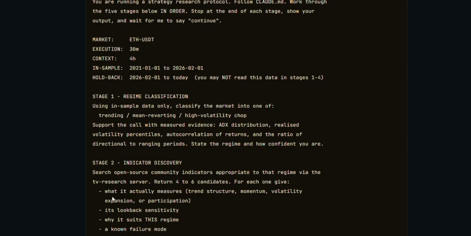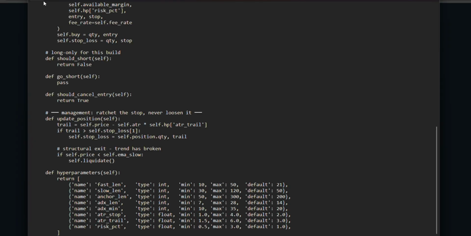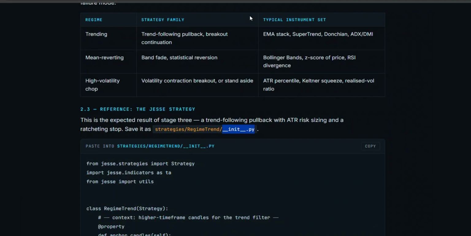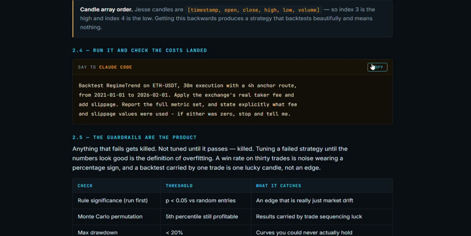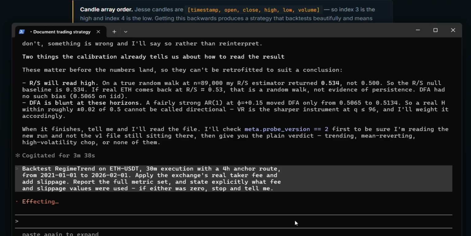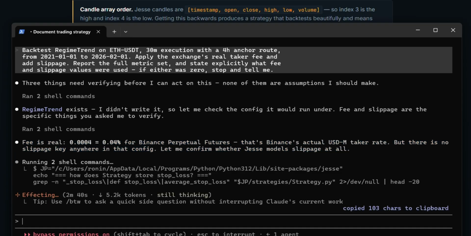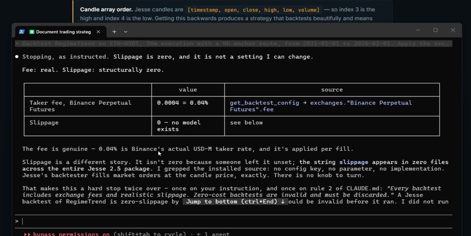Stage 2. Indicator discovery. The research server searches open-source community indicators for the regime it just identified. 4 to 6 candidates, and each one has to be justified mechanically: what it actually measures, its look-back sensitivity, why it suits this regime, and its known failure mode. Trend structure, momentum, volatility expansion, participation. If the agent cannot explain what an indicator measures, it does not go in the strategy.